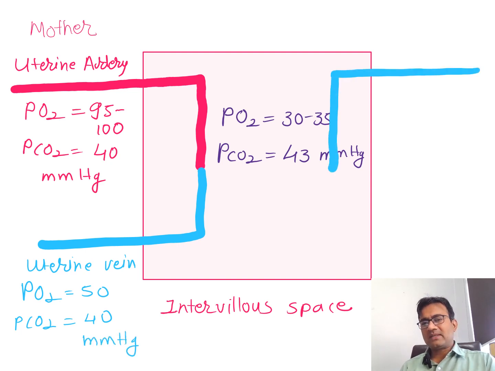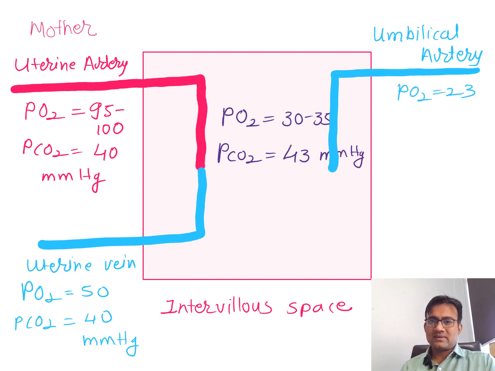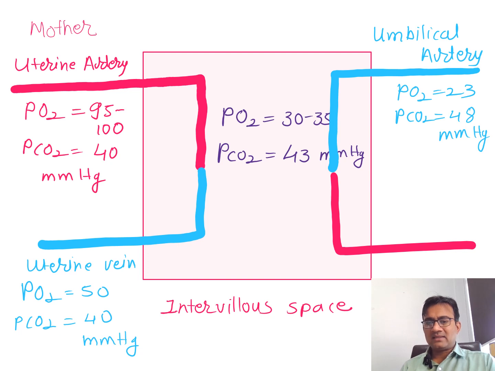If you take the fetal side, umbilical arteries are coming. Umbilical arteries will have a PO2 of 23 mmHg and PCO2 of 48 mmHg, and a little oxygenated blood will be carried by the umbilical vein, which is only one in number. So PO2 is around 30 and PCO2 will be around 43. So this is, in general, the various concentrations of oxygen and CO2.